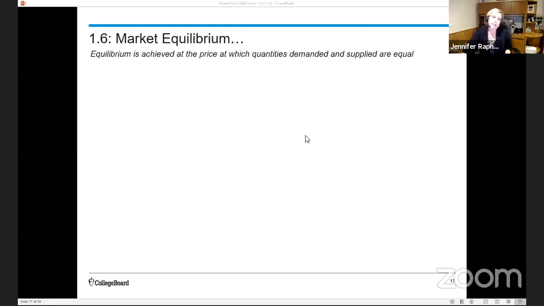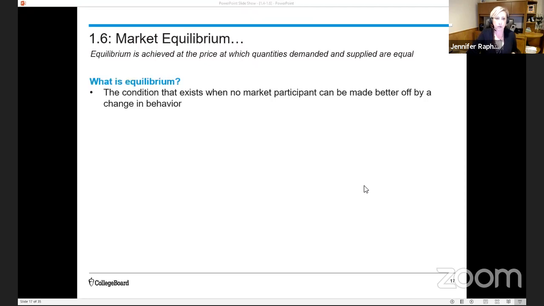All right, so the last topic in Unit 1 is market equilibrium. And the essential knowledge statement is that equilibrium is achieved at the price at which quantities demanded and supplied are equal. So what is equilibrium? It's the condition that exists when no market participant, no buyer or seller, can be made better off by changing their behavior. No one has an incentive to change what they're currently doing.